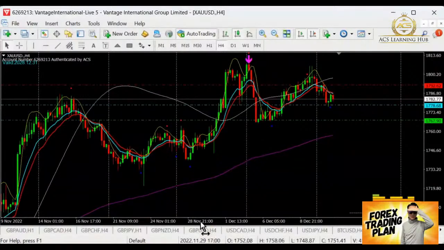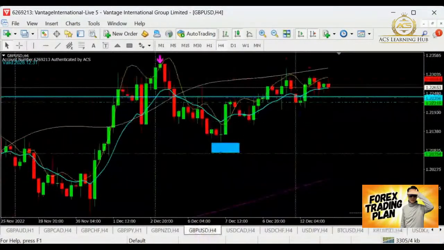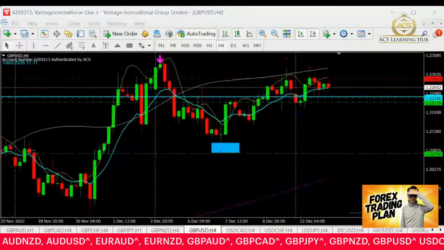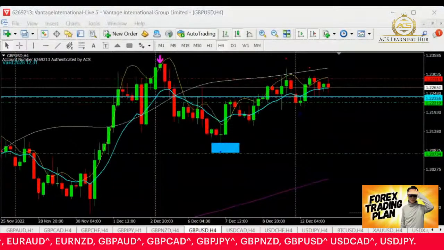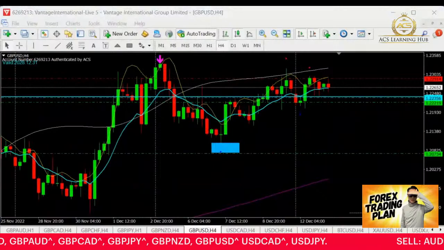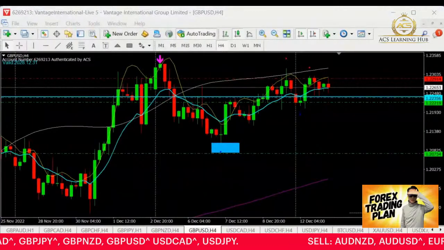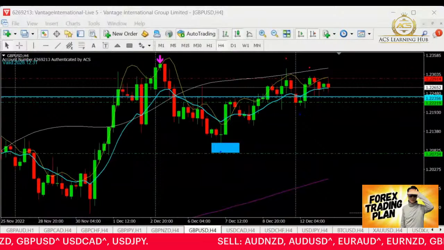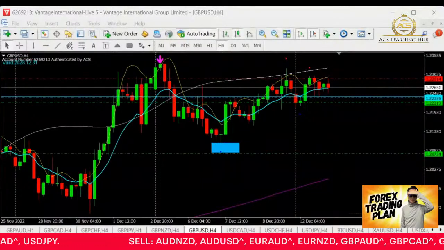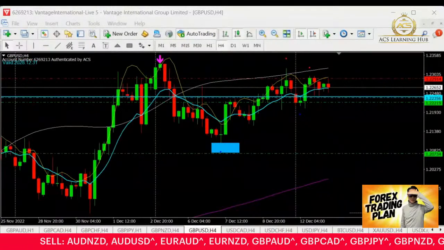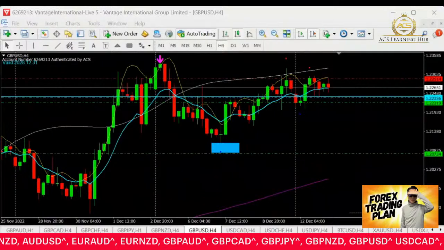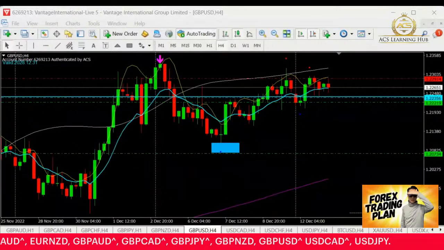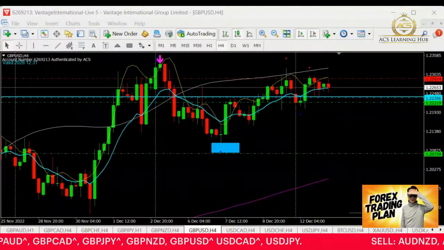Coming back here to currency, we are going to take a look. Let's see what we have. Well, we have the Aussie Kiwi, Aussie dollar, Euro Aussie, Euro Kiwi, Pound Aussie, Pound CAD, Pound yen, Pound Kiwi, Pound dollar, dollar CAD, and dollar yen. We have all these, right?